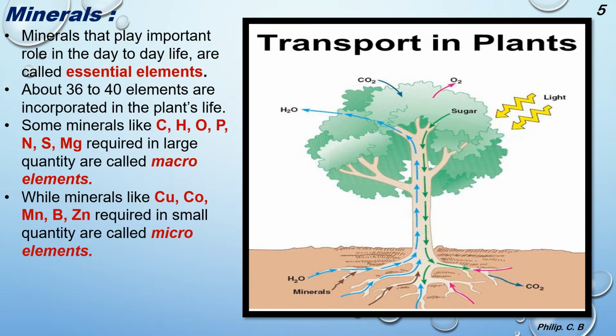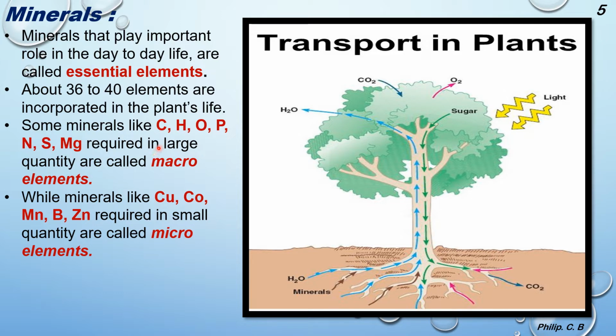Coming to the minerals which are needed by the plants. Minerals that play a role in the day-to-day life are called essential elements. About 36 to 40 elements are incorporated in plants' life. Some minerals like C, H, O, P, N, S, Mg required in large quantity are macro elements.